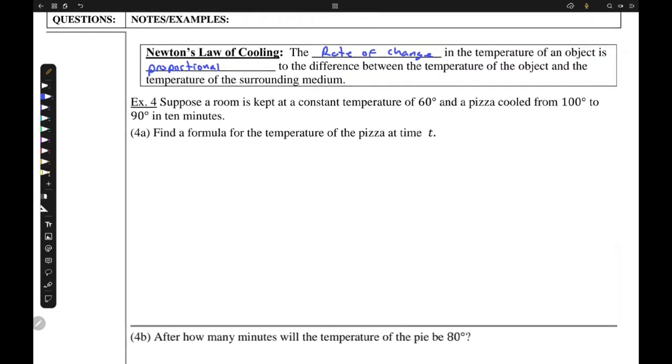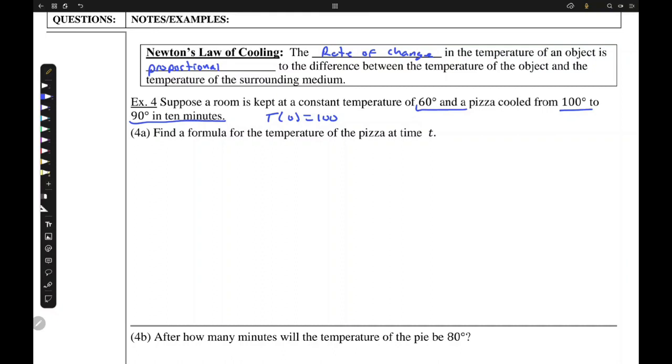And so we're going to take a look at this problem: a room is kept at a constant temperature of 60 degrees, and a pizza is cooled from 100 degrees to 90 degrees in 10 minutes. They don't come right out and tell us these things, but we know a couple of things. We've got some initial conditions. We know that T of 0 is 100 degrees. So they take the pizza out of the oven.